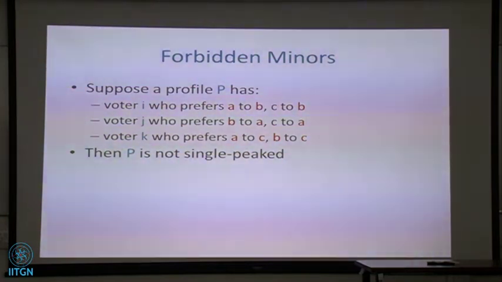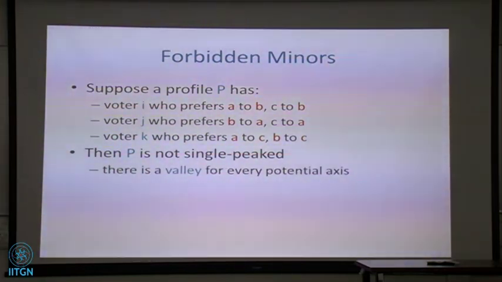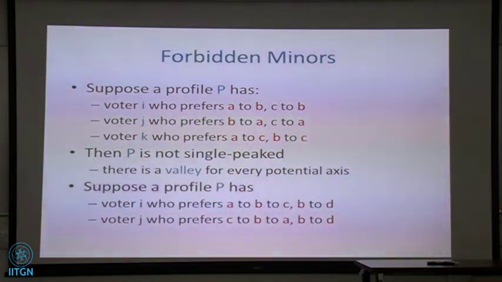Why? If this profile was single peaked, then its restriction onto A, B, C would also be single peaked. So if you delete voters from a single peaked profile, it remains single peaked. And this restriction has 3 different candidates ranked in the last position. Therefore, this restriction is not single peaked. So this profile is not single peaked, for every potential axis.